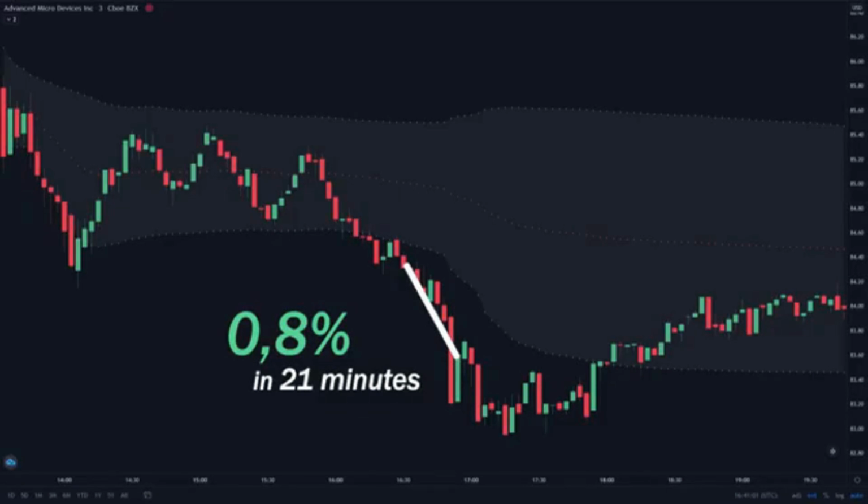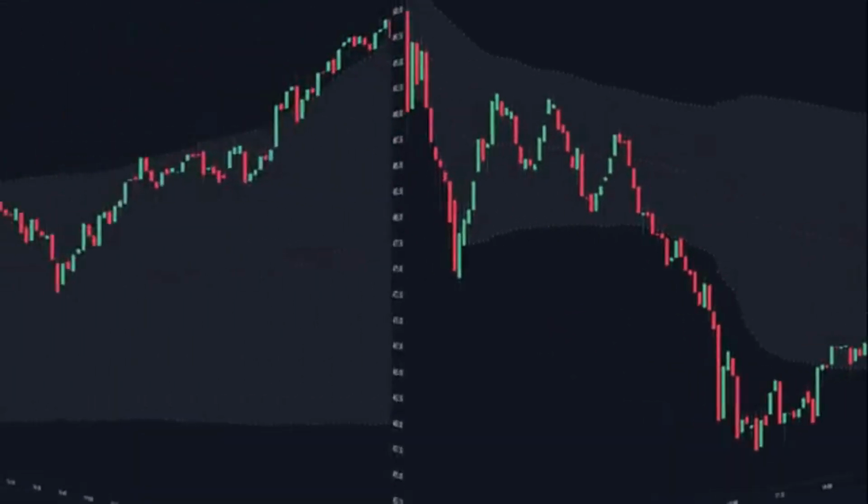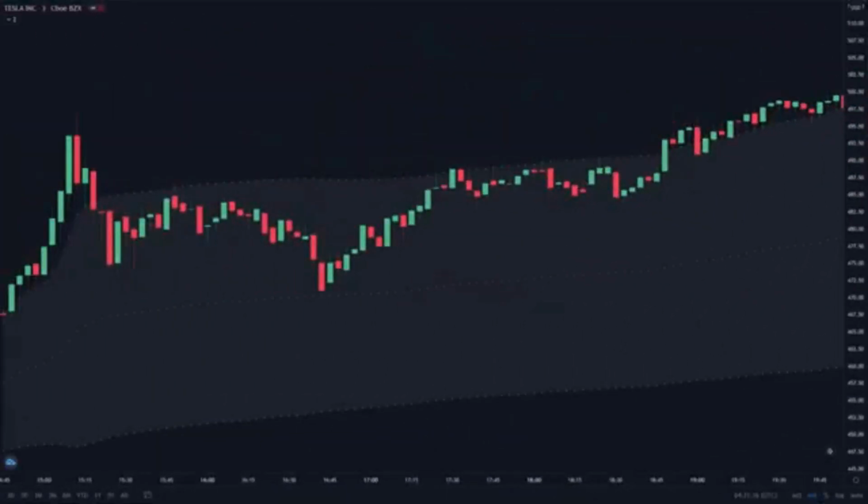0.8% in 21 minutes still isn't a bad trade. Now, let's get deeper into this strategy with another example.